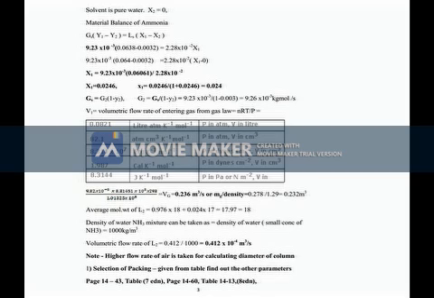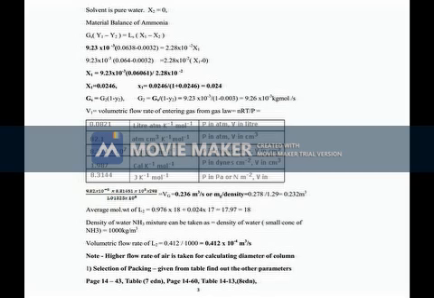What is to be found out? It's a packed column, so we have to select the packings. But in this question the packings are given. The packing specifications are given. That is 25 mm ceramic Raschig rings are used. So that is clear. The only thing is that you have to take the packing parameters appropriately from the table. Next you have to find out the height.